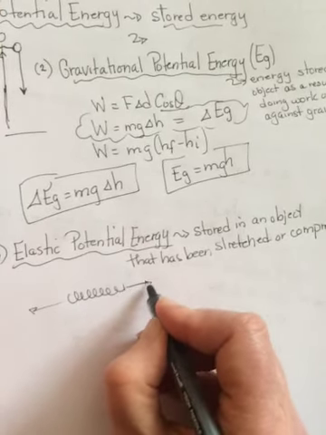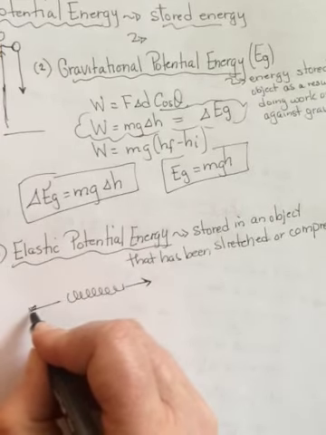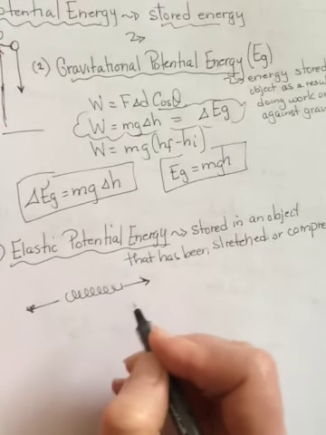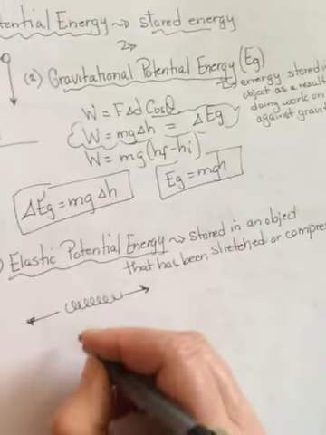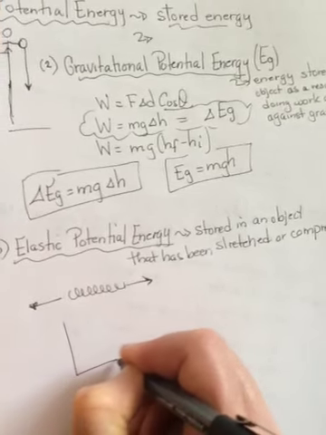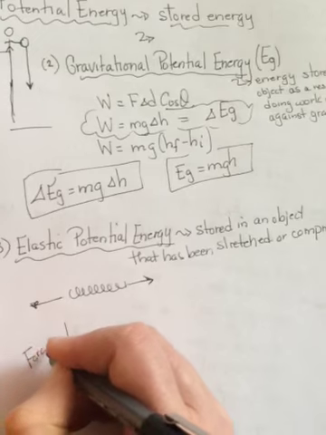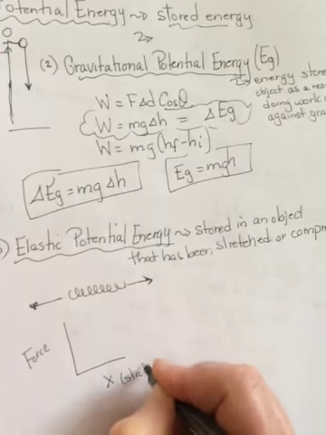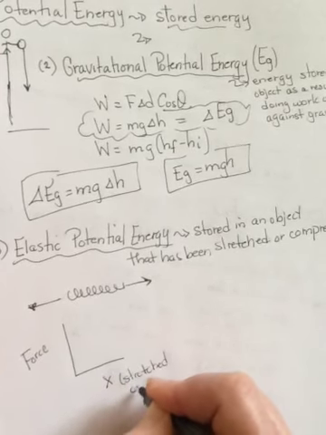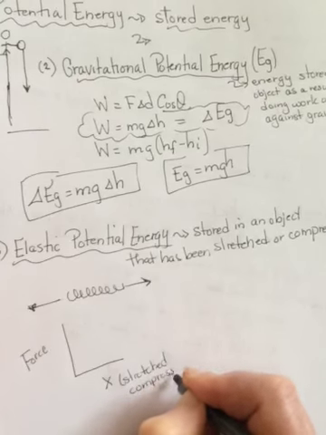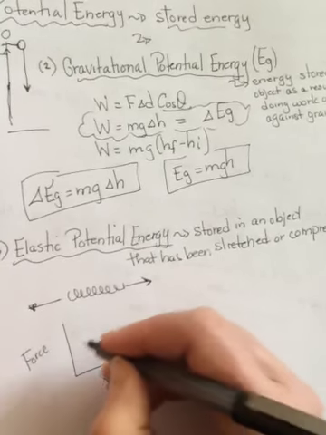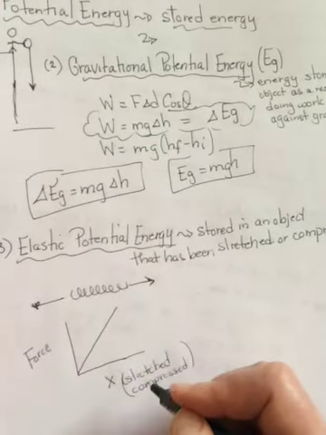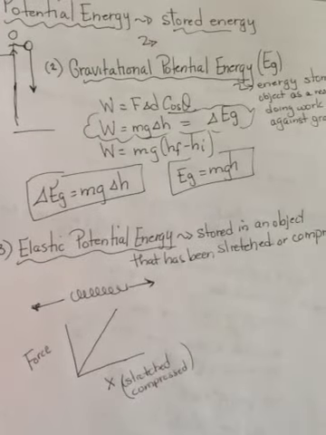If you think about stretching a spring or stretching anything, when you first start to stretch it, it's easy. But the more you stretch it, the harder it gets to stretch it more. And what that means is that if you were to look at force versus the stretch, and we usually call the stretch the x, the stretch or the compress, stretched, compressed. If we look at the distance stretched or compressed in comparison to the force, it goes like this. The more you stretch it, the more force you need to stretch it more. We say that it's directly proportional.